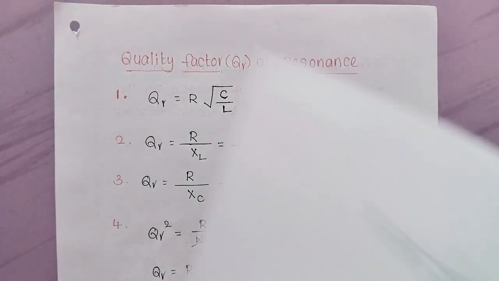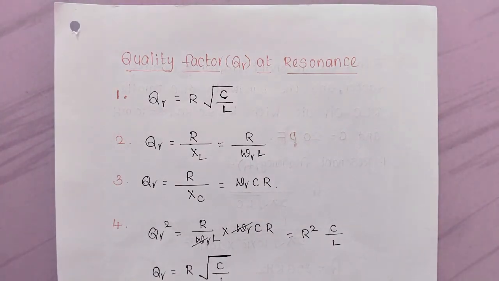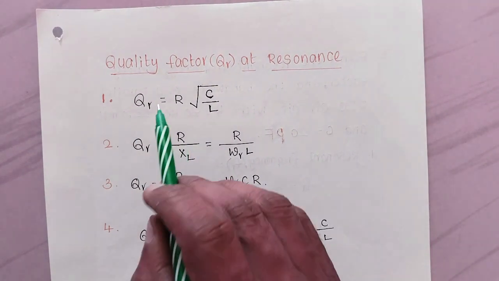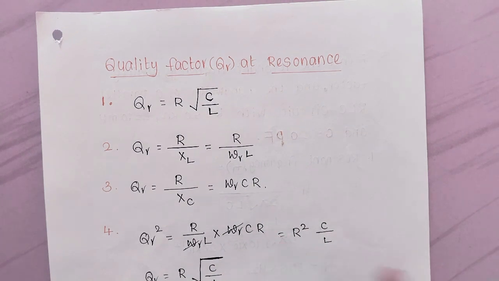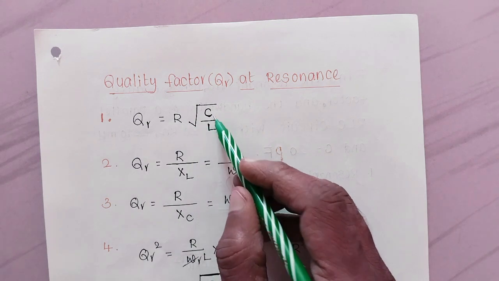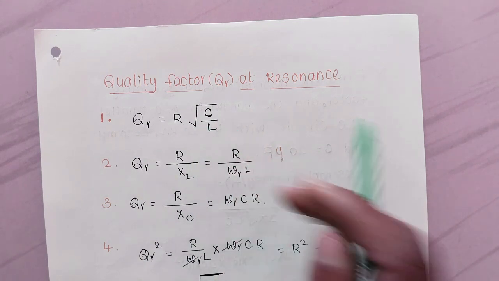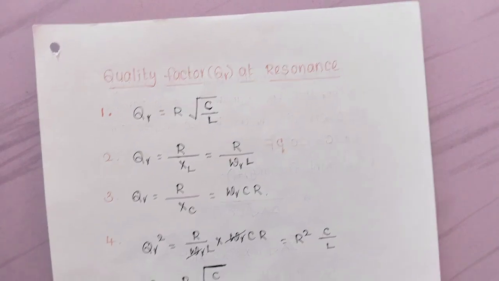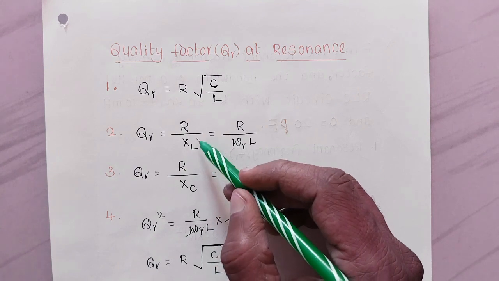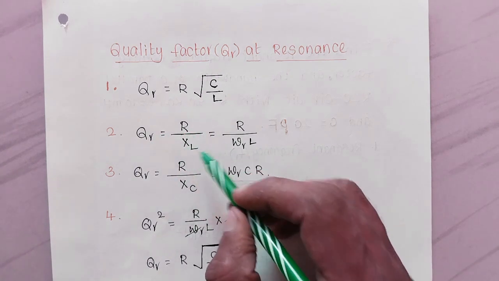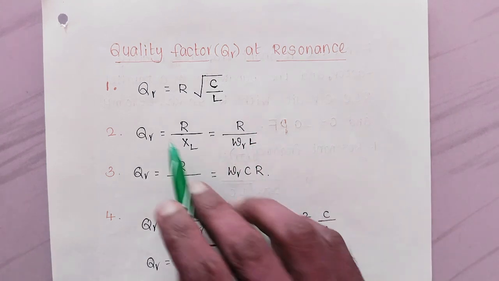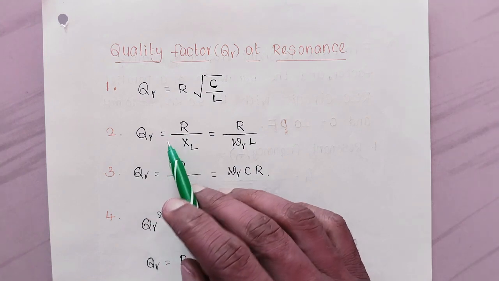These are the different expressions for the quality factor, which is represented with QR at resonance. QR is equal to, if you know the value of resistor, inductor and capacitor, R into root C by L is the expression for the quality factor. And the second one is, if you know the resistance and reactance offered by the inductor, then the quality factor is QR equal to R by XL. Again XL equal to omega RL, so R by omega RL is the quality factor for a parallel RLC circuit.